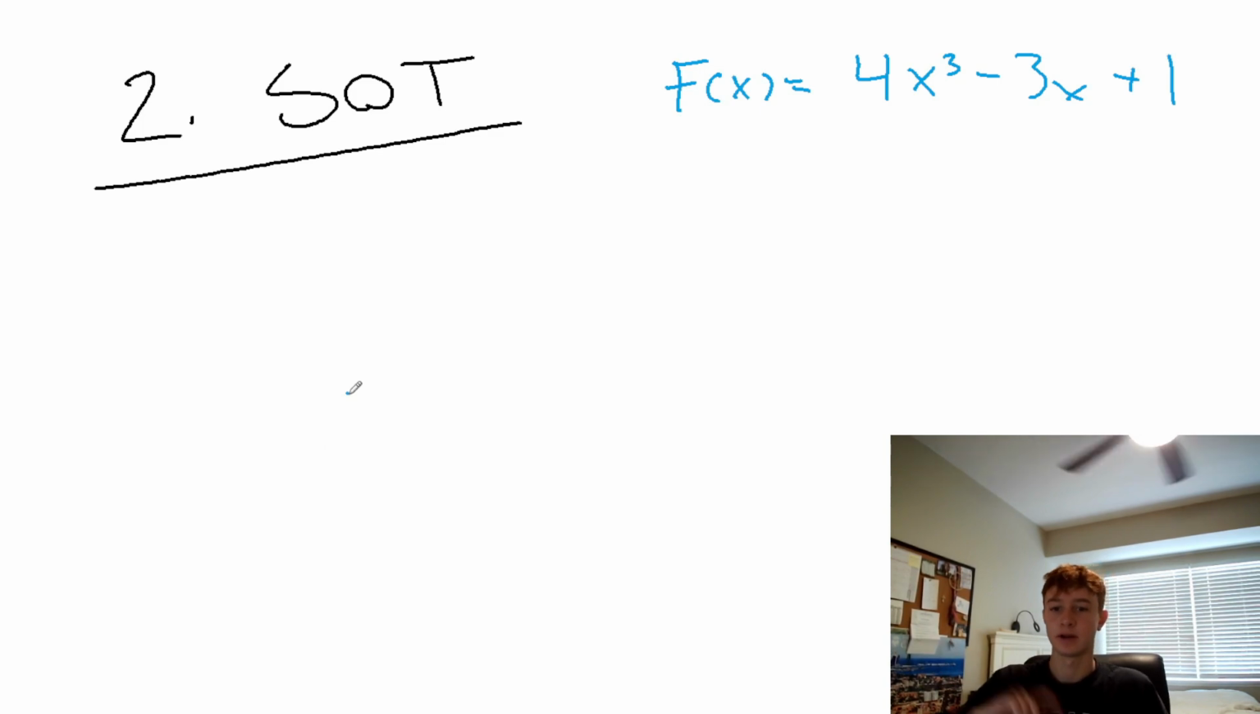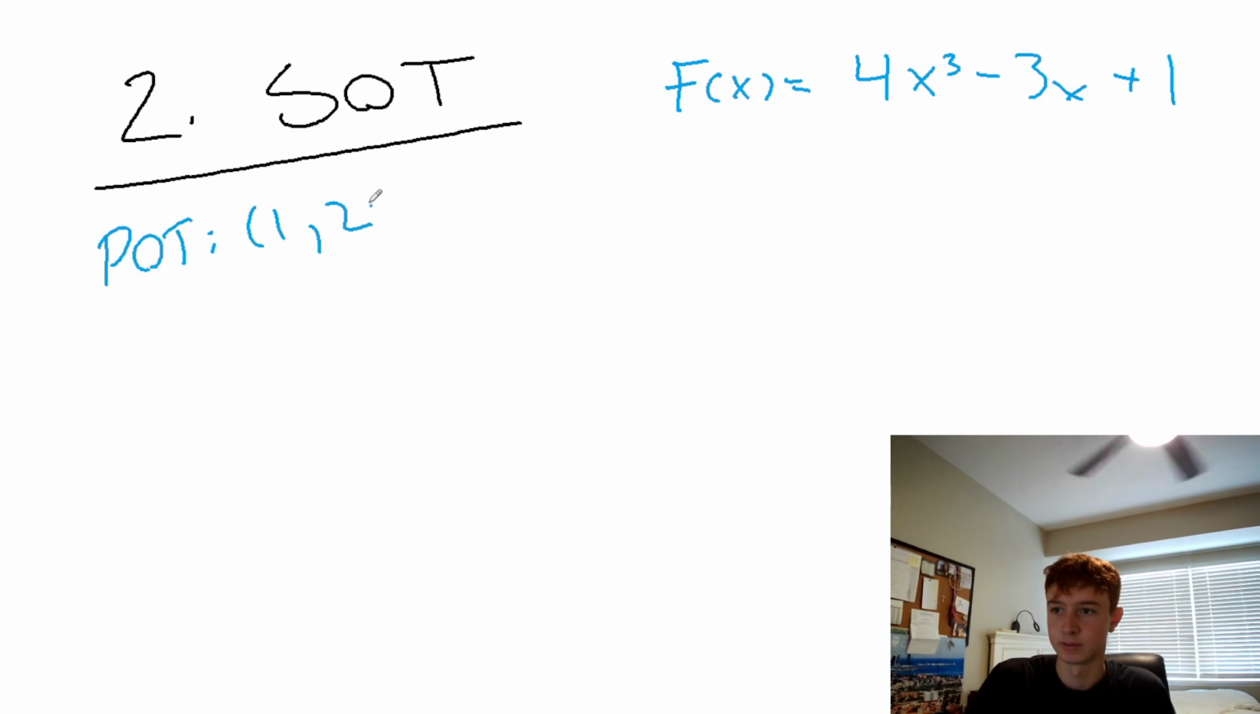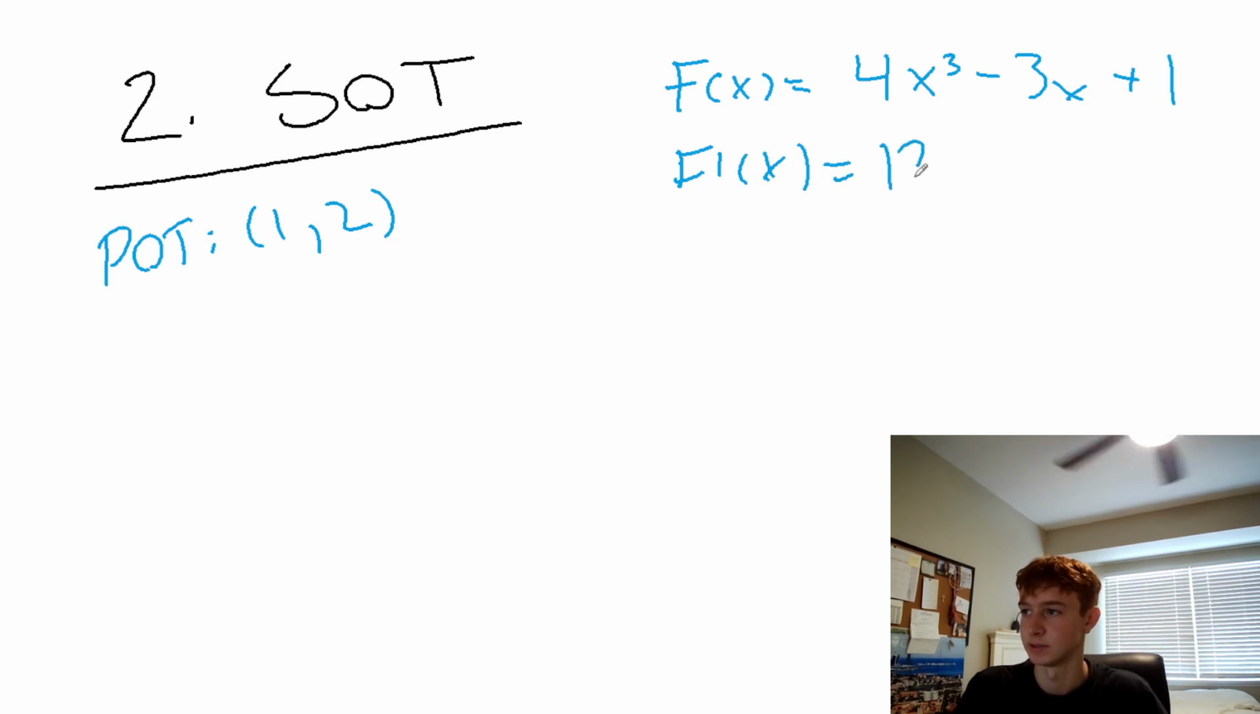The next thing we have to find for our tangent line equation is the slope of the tangent line, or the SOT. The slope of a tangent line is the same as just the derivative at that point. We already have our POT. Let's say it was 1, 2 for the sake of this problem. What we first want to do is find the derivative of our equation f. So f prime of x is equal to 12x squared minus 3.